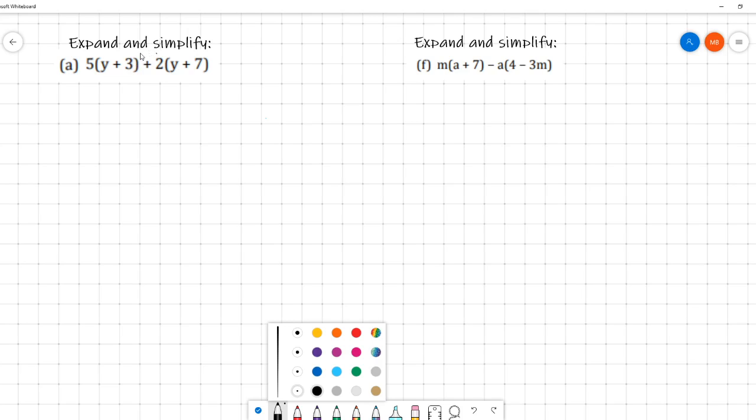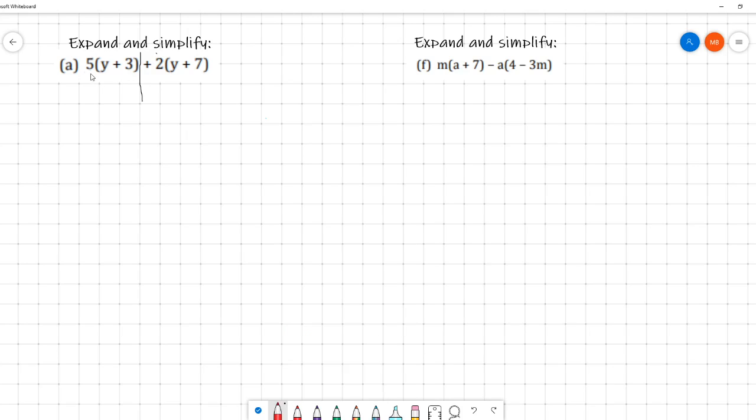So the first thing that I do to help with structure and clarity of working out is I will draw a line straight after the first set of brackets. And the reason why I do that is because we're going to expand the brackets on the left hand side of this line and the right hand side separately. So that's the first thing we're going to do.